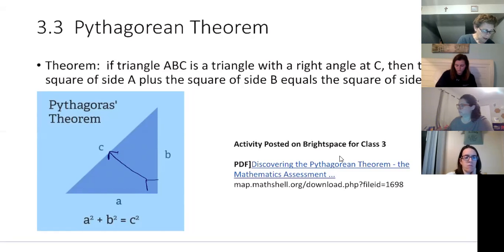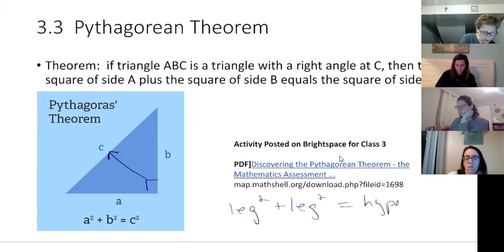And if you set up your proportions, I don't try to tie it so much to these letters, because if the letters change, they have nothing to hang their hat on. So what I tend to tell them is that a good way to think about the Pythagorean theorem is: leg squared plus leg squared equals hypotenuse squared.